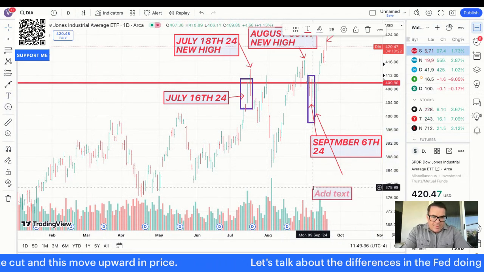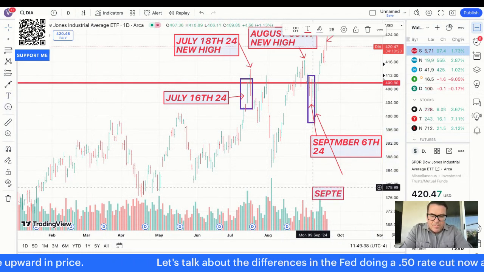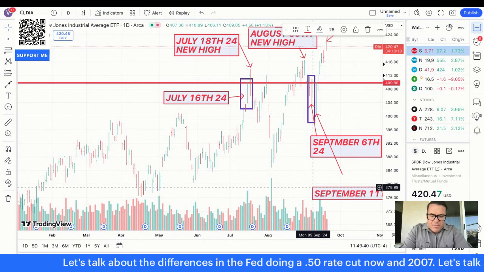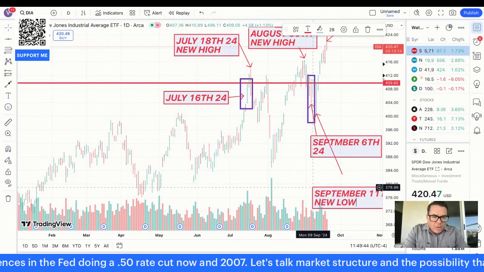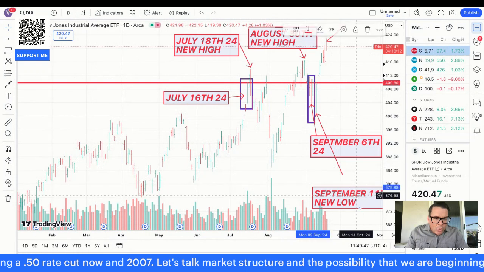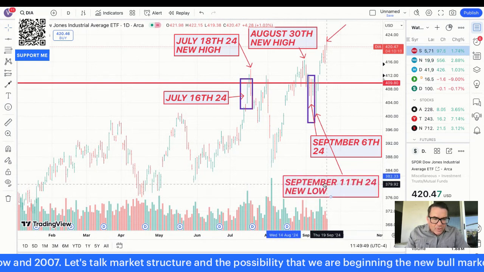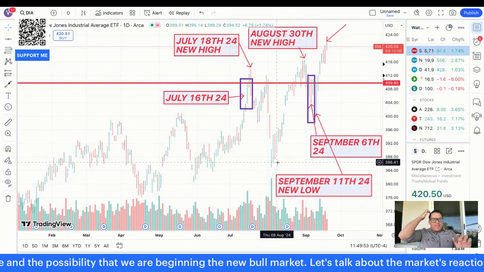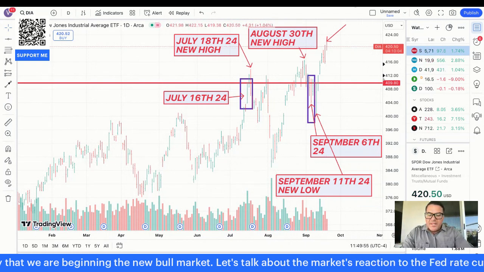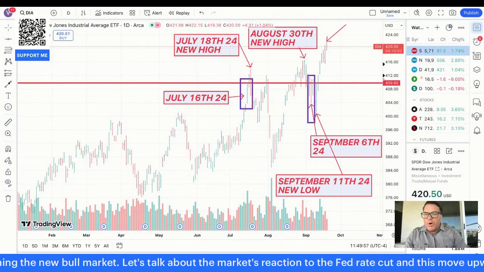September 11th. September 11th, 24, new low. So it made a low after the Dow and the S&P, or after the S&P and the NASDAQ. Now, what does this mean to you when you're evaluating market structure?